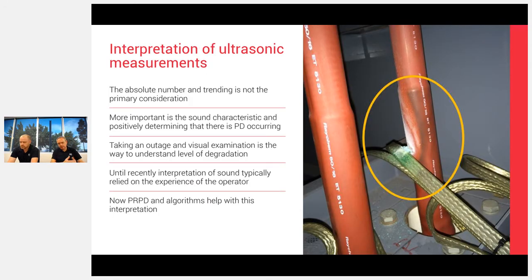So for interpretation, to summarize what we do in that, really, the absolute number is not the primary consideration. When we're testing, the more important thing that we concentrate on is, does it sound like PD? What's the characteristic? What's the algorithm saying? Is it discharge? Is it genuine discharge? If it's genuine discharge and it's coming from within the switchgear, the only surefire way of understanding the level of degradation is to take an outage and carry out a visual examination. That will tell you how long you've got left.